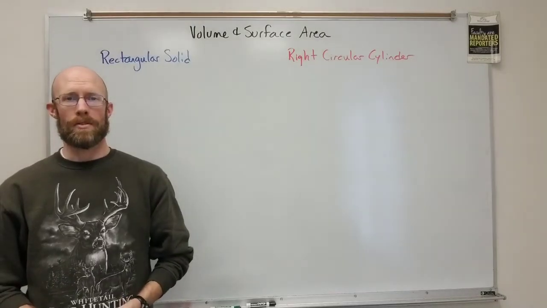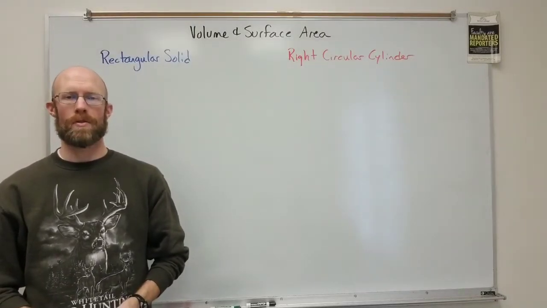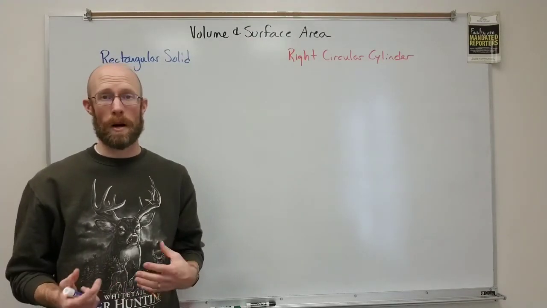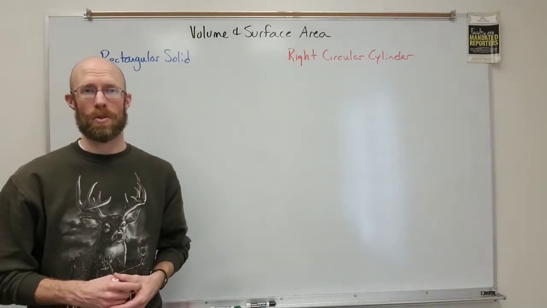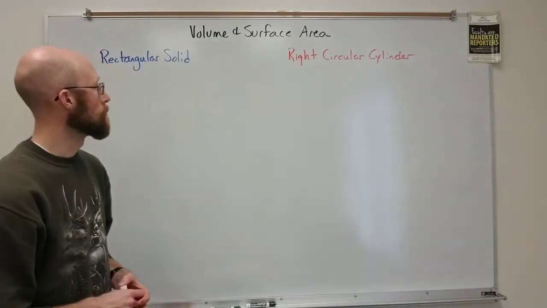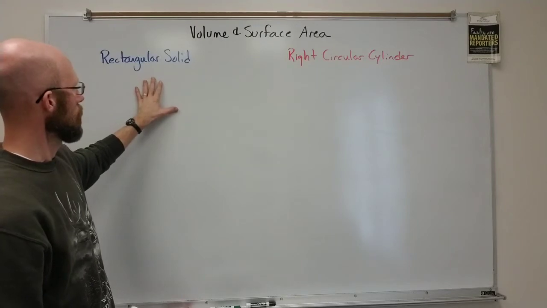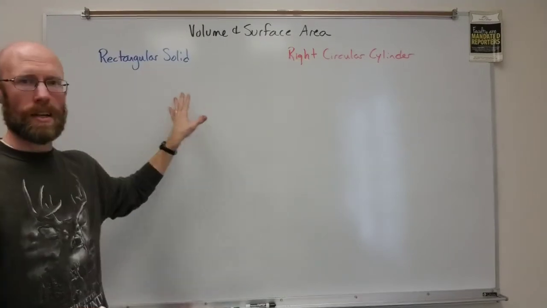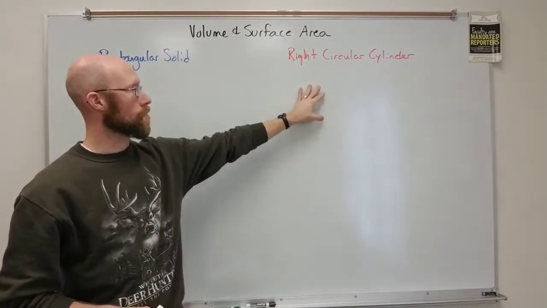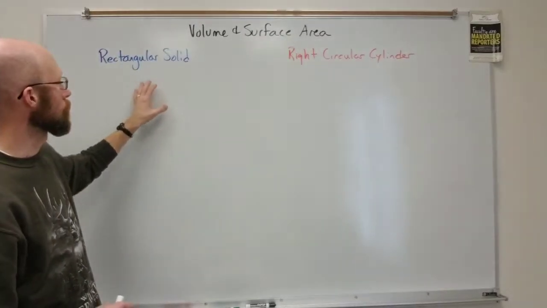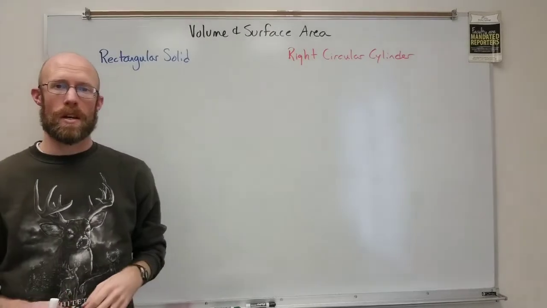Our next topic is going to deal with volumes and surface areas of three-dimensional objects. Okay, so instead of two-dimensional polygons, we're going to get into three-dimensional things. And just as a basic shape is our rectangular solid and our right circular cylinder, but we'll talk about both of these. And we're going to talk about volume first.